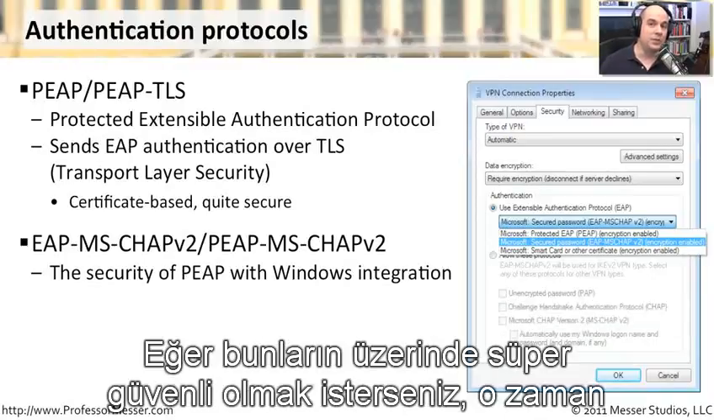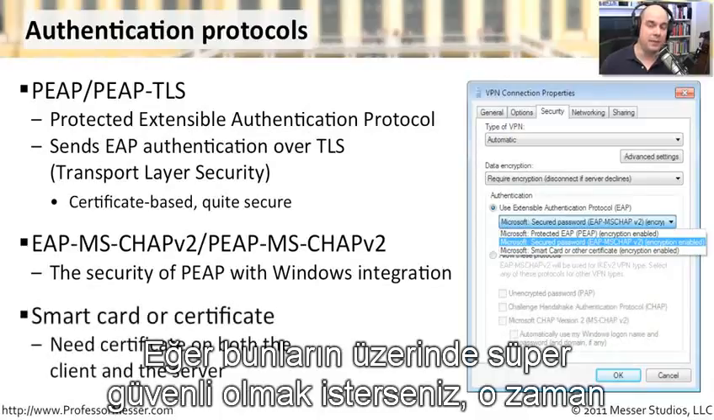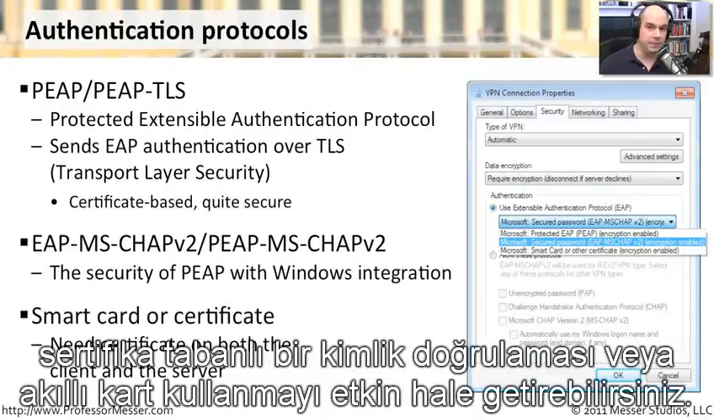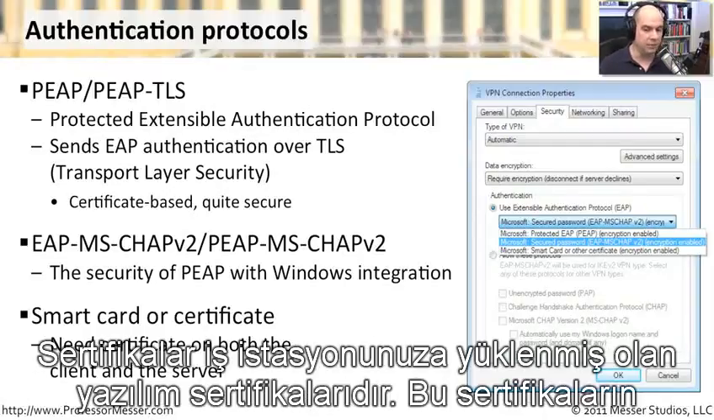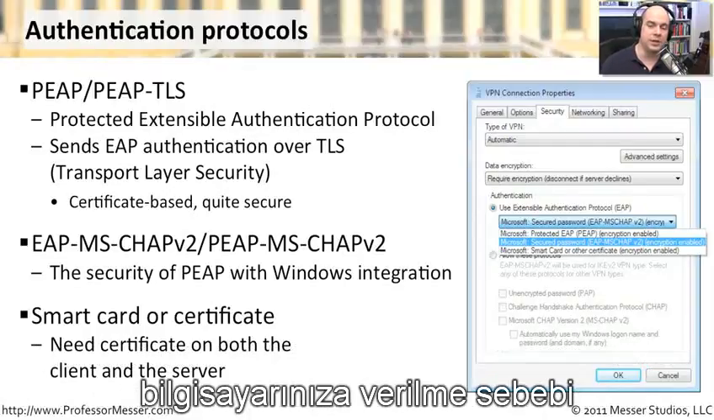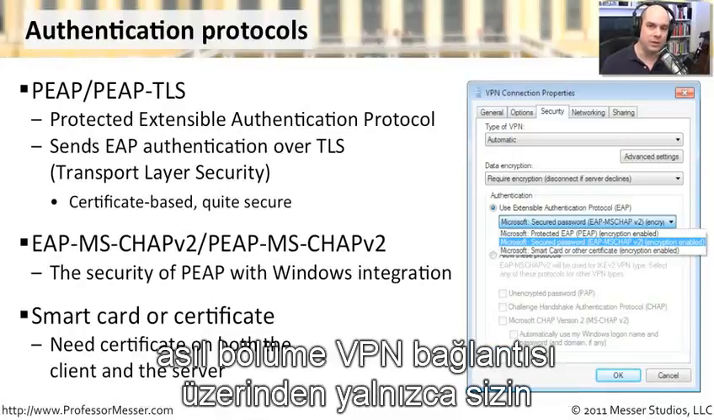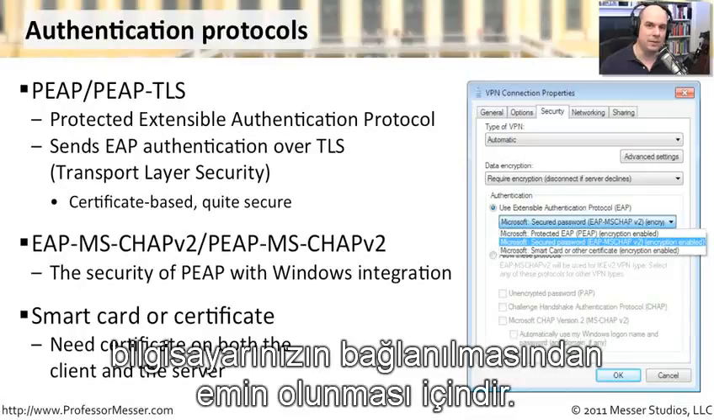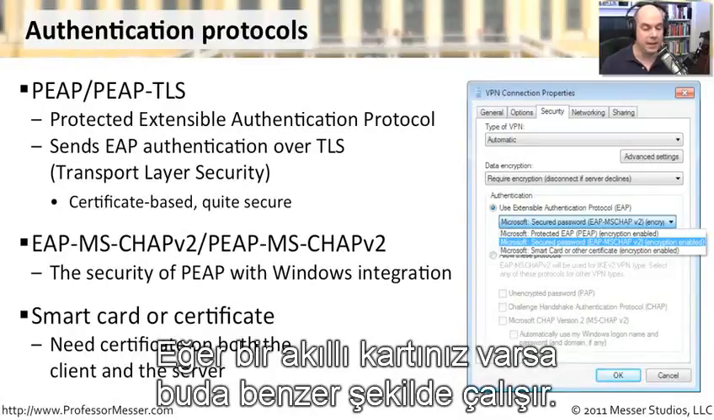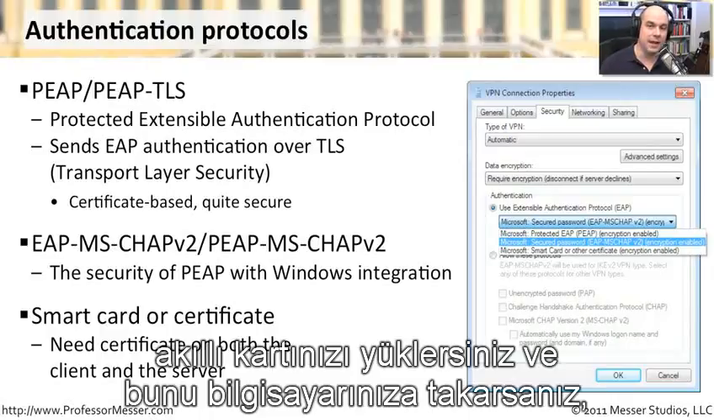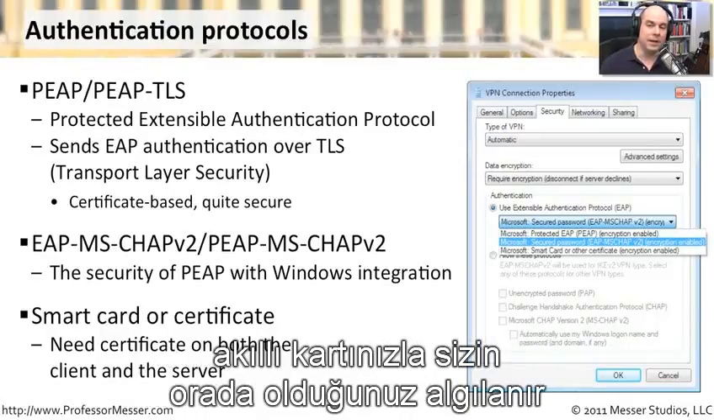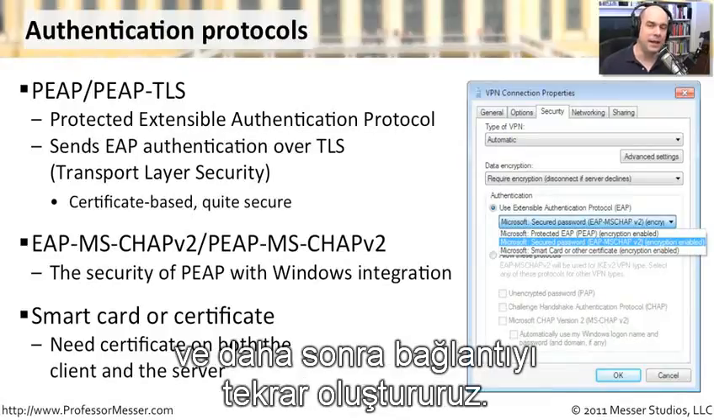If you really wanted to be super secure on top of that, you can enable something like a certificate-based authentication, or perhaps use a smart card. The certificates are software certificates that are loaded on your workstation, and that would ensure that only workstations that you have given that certificate are able to connect back to the main facility over that VPN connection. If you have a smart card, it works similarly. You load your smart card and plug it into your laptop, and the smart card being there recognizes, yes, you are there with your card, and then now we can create that connection back.